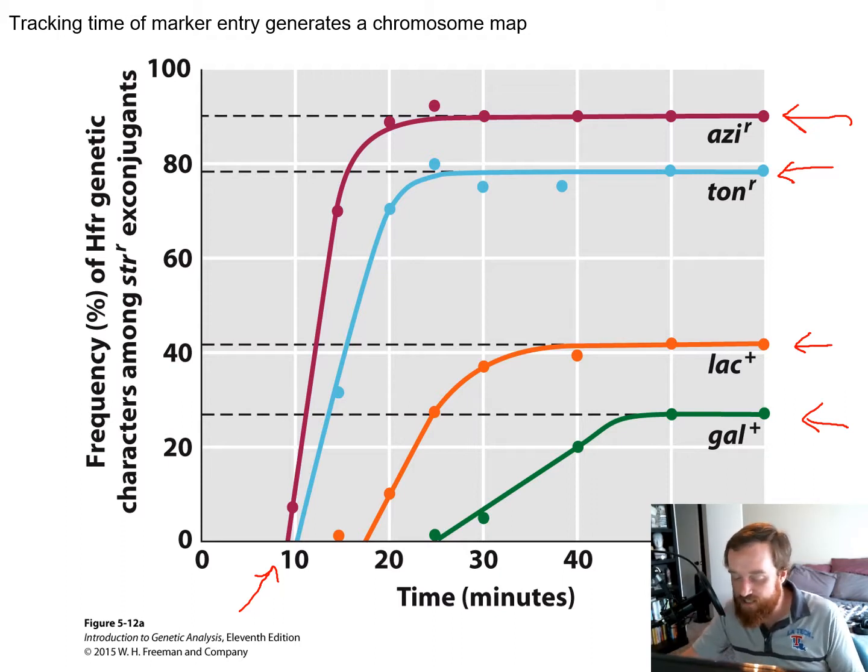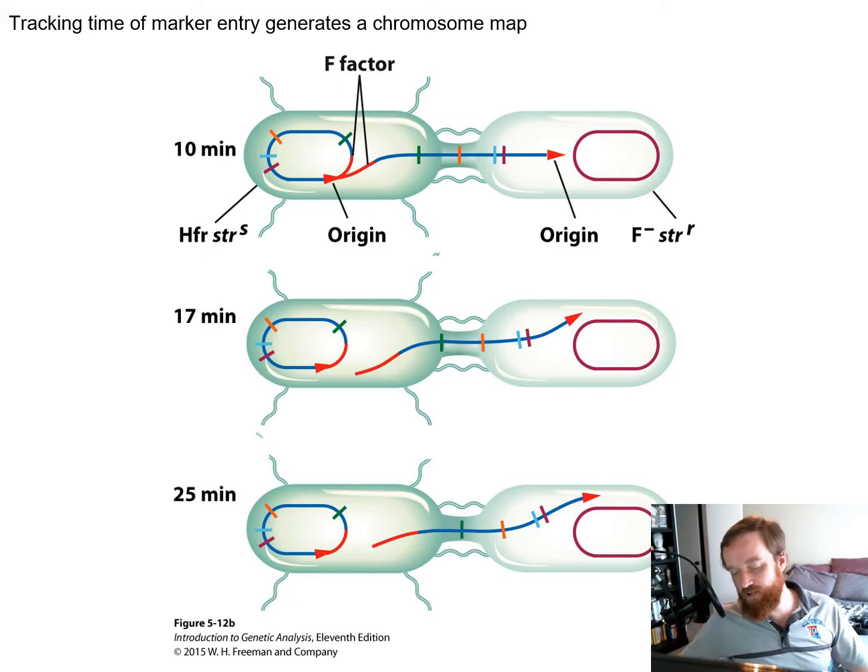But using this information, we can see the order of the genes on the chromosome. You'd have the F factor that caused that initiation and the formation of the pili, and then you have AZI, TON, LAC, and GAL proceeding further away from that F factor. So here we have a characterization of what was happening in that last graph.